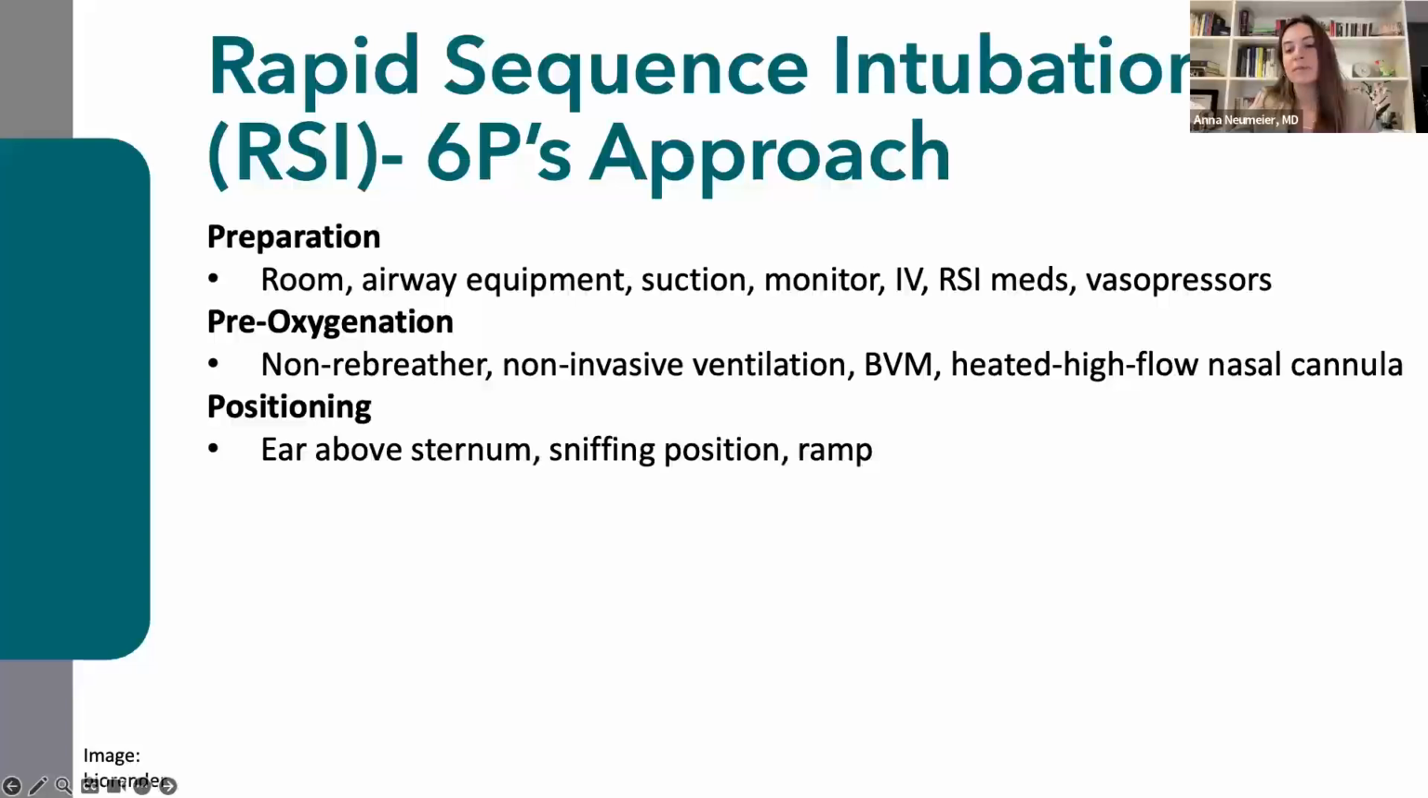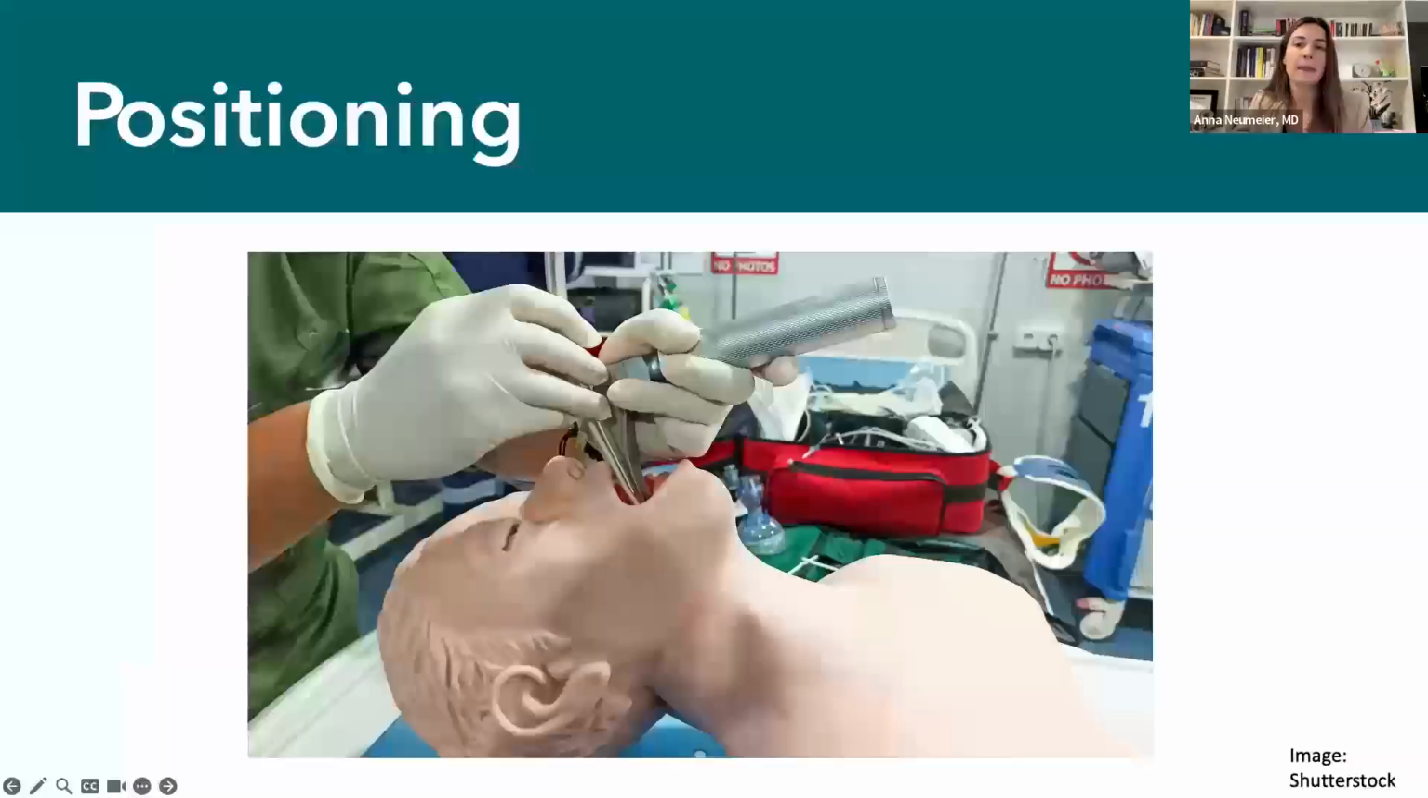The third P involves positioning in a way to optimize visualization of the vocal cords on direct or video laryngoscopy. This is a picture of positioning using an airway management and a direct laryngoscope. This shows the position you're trying to achieve, which will optimize your visualization of the vocal cords with direct laryngoscopy, either through extension of the neck or elevation of the head slightly with a pillow, known as the sniffing position.